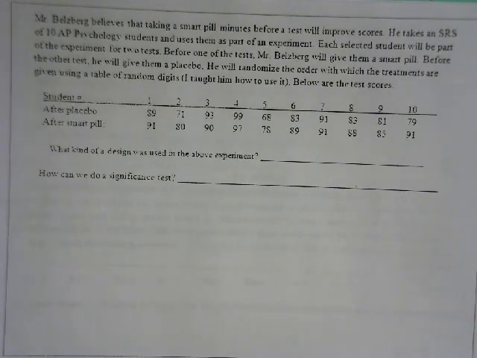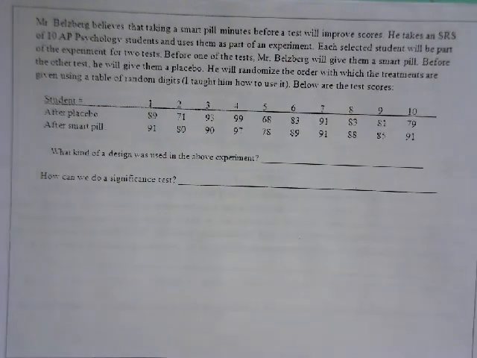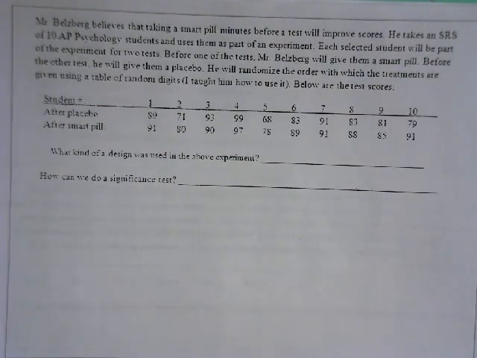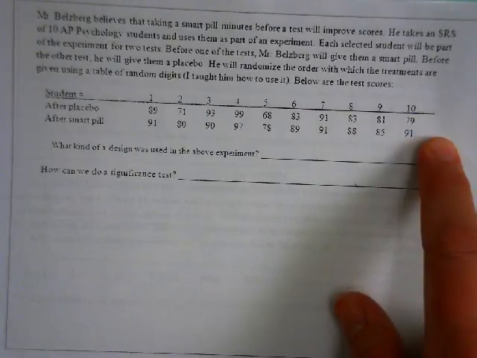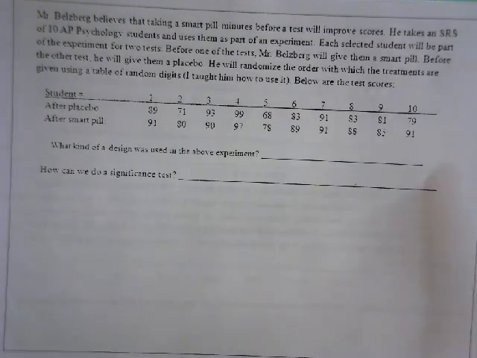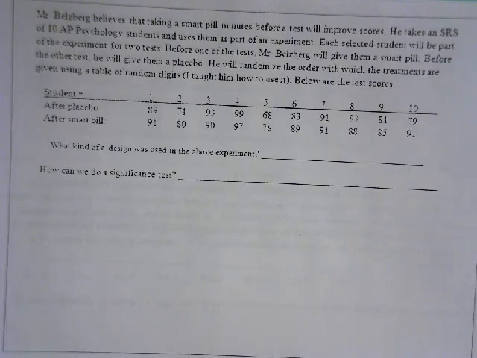So below, we have the test scores. At the top, we just numbered the students 1 through 10. That is not part of the data. That's just so we could keep track of the score after a placebo and after a smart pill. Then we have the placebo test scores and the smart pill test scores. All right, so what kind of design, going back to chapter 4, was this experiment?